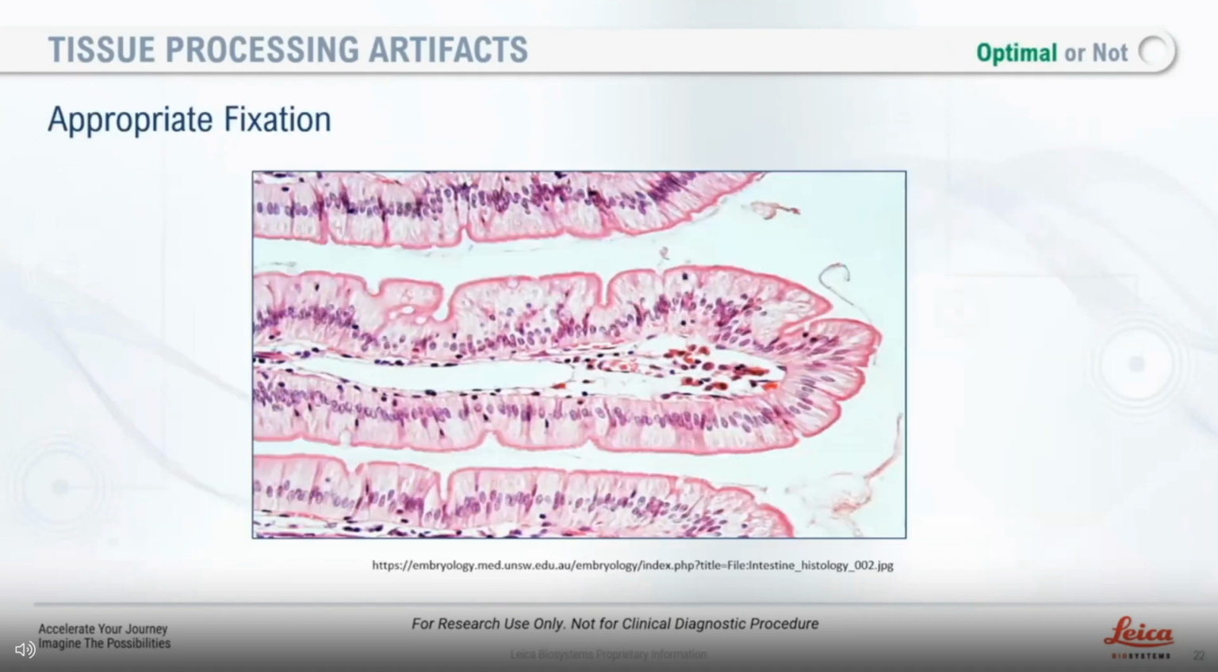When we have appropriate fixation, the result is this beautiful section of colon. You can see that it again is clear. There is no background staining. There's no muddiness of the stain. The nuclei are well defined. All the structures here are clean and crisp.